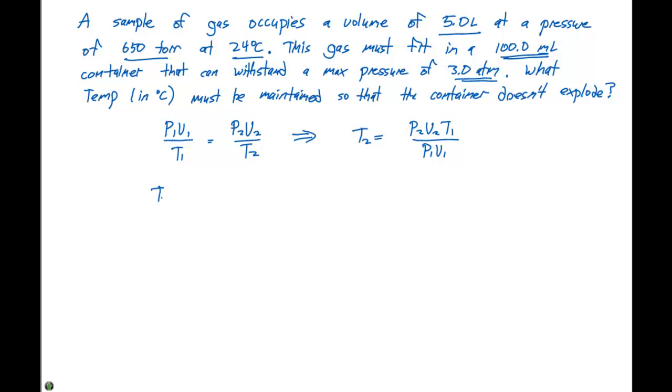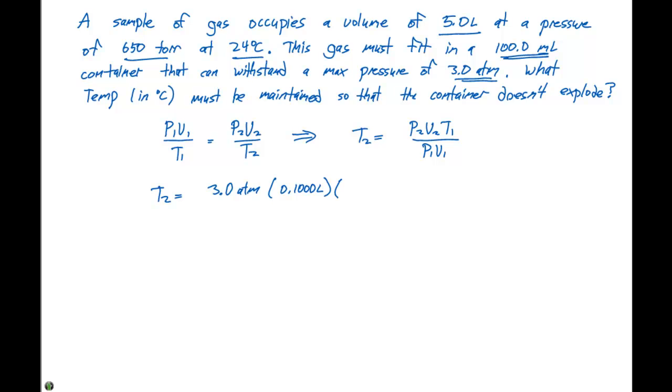So we're going to solve for T2, and that's going to equal P2, which is 3.0 atmospheres, times V2, which is going to be 0.1000 liters. And one of the things that we have to make sure that we do here is we need to make sure our units are going to cancel out. So we're given milliliters in one case and liters in the other case, so I'm going to be sure to convert this over to liters.